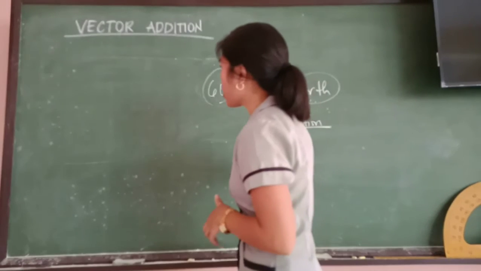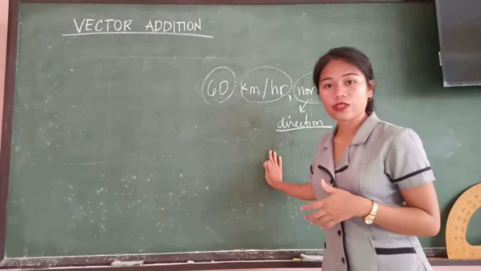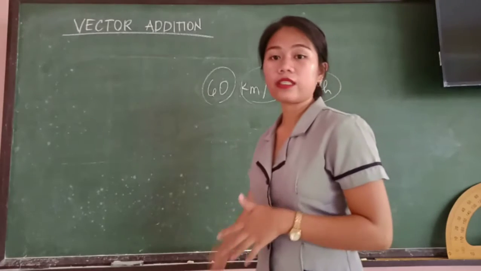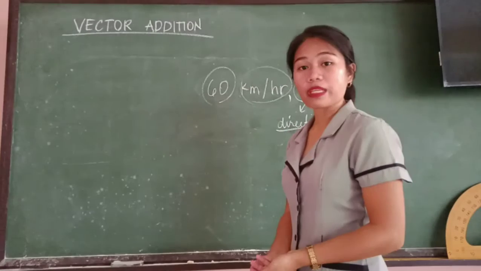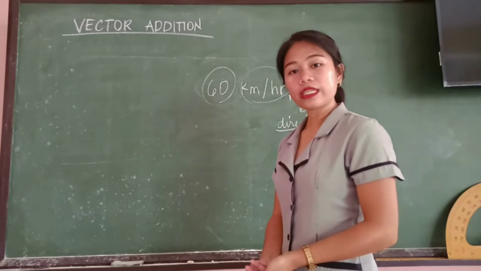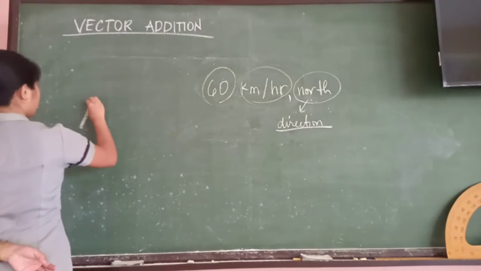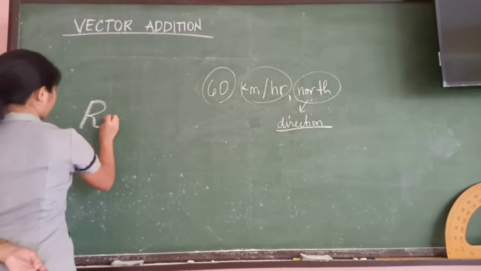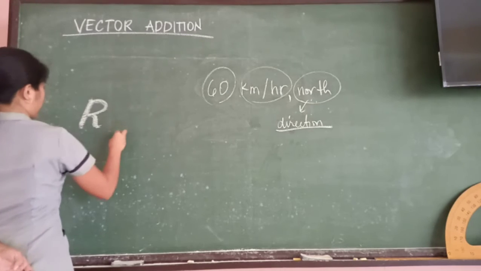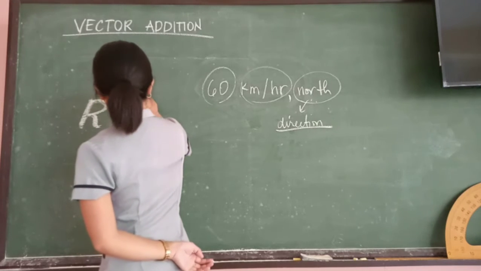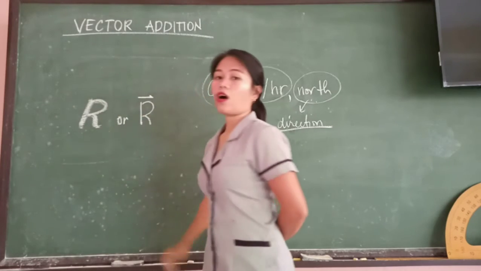In vector addition, the sum of two or more vectors is called the resultant vector, or simply resultant. It is usually represented by the bold and italicized capital letter R, or the regular letter R with an arrow on top.